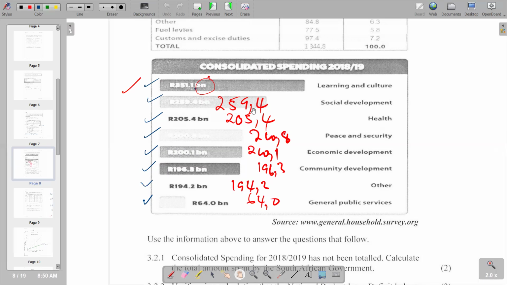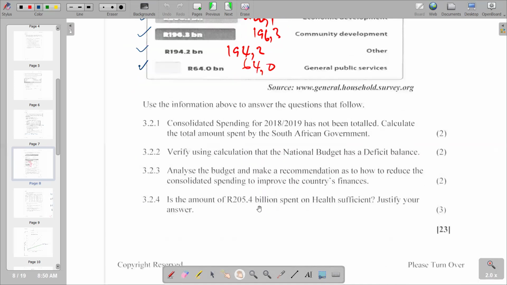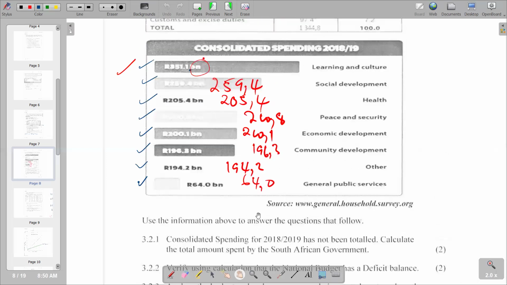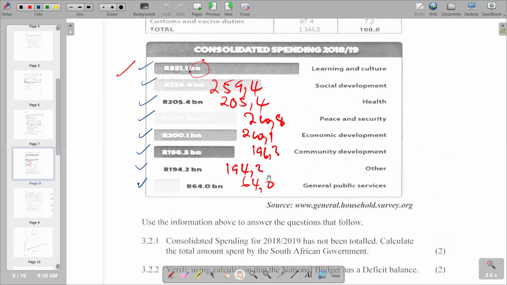So we just maybe try to refer back to the requirements of the question. Is the amount spent on health sufficient? Just for your answer. So we can say yes, it is sufficient because it consists of a greater proportion of the total consolidated spending. So that's how we can answer 3.2.4.